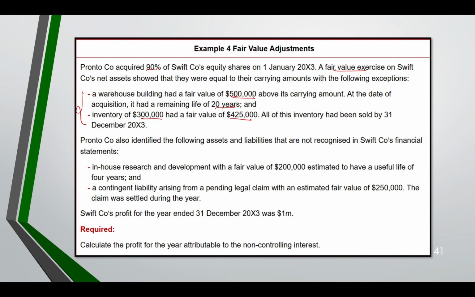Now the following asset and liability are not recognized in Swift's financial statements. Their in-house research and development has a fair value of 200. Useful life is 4 years. And contingent liability, fair value is 250. The claim was settled. Their profit was 1 million.